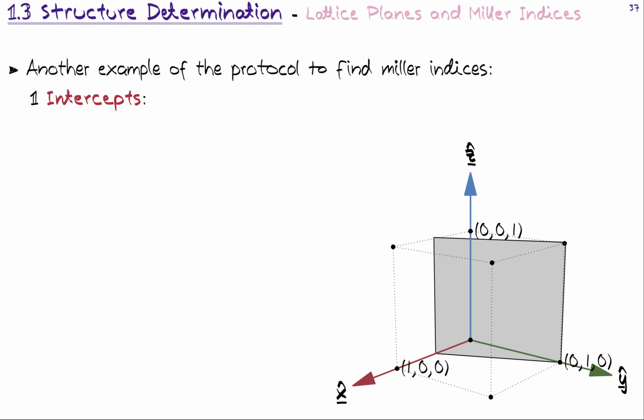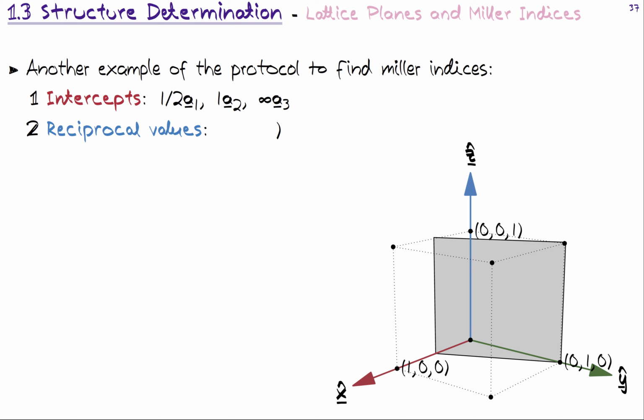So first of all, we find the intercepts, and now looking at the figure, we can see that we intercept the direction A1 at a value of 1/2. So here we are intersecting it midway between the origin and the first lattice point along A1, and this is why we have 1/2. Then the y-axis is being intercepted at position 1. And then again, we are never intercepting the z-axis, so we are intercepting it at infinity.